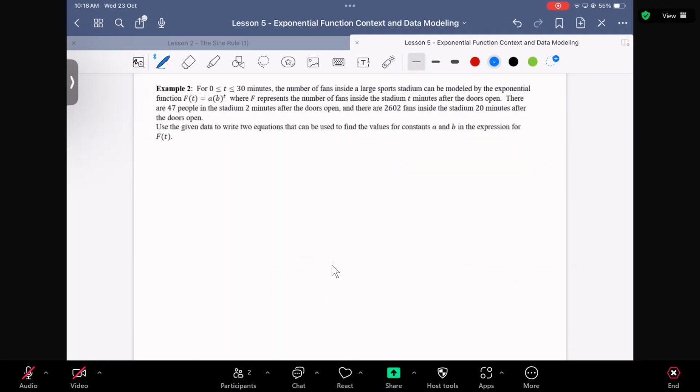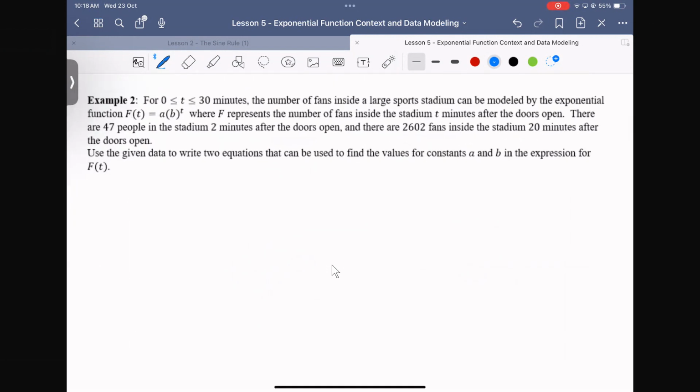All right, so make that a little bit bigger. There we go. For 30 minutes, the number of fans inside a large sports stadium can be modeled exponentially. There are 47 people in the stadium 2 minutes after the doors open. There are 2,602 inside after 20 minutes. Use the data to write two equations to find the values of A and B.